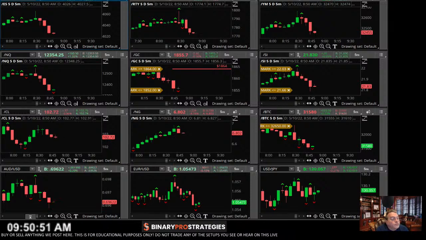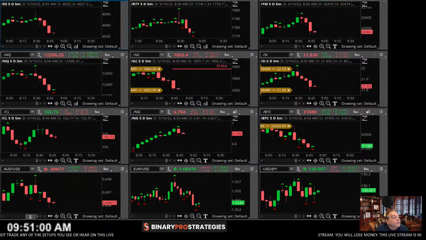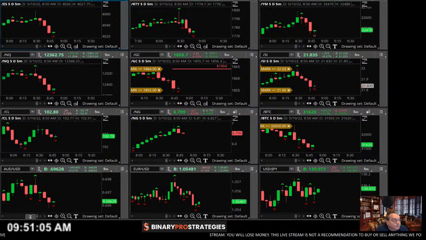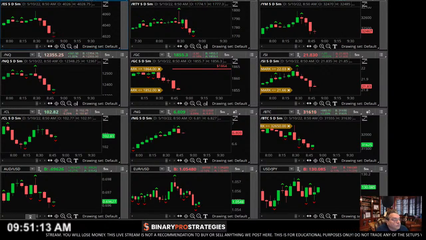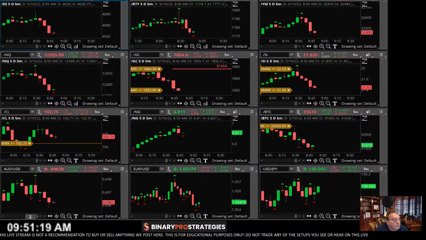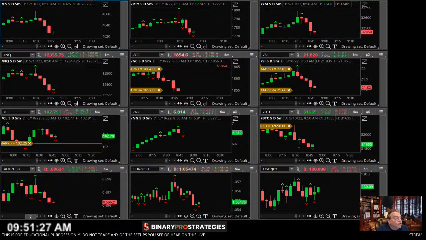Getting a short on crude oil. That short on crude oil came in at 102.65. Target's going to be 102.25. This is going to just be a regular pairing pattern short. Short crude 102.25. Reversal is going to be 103.45.